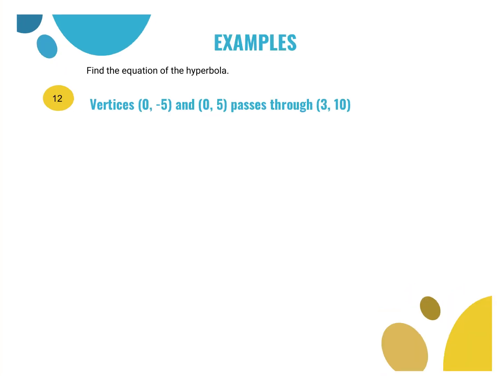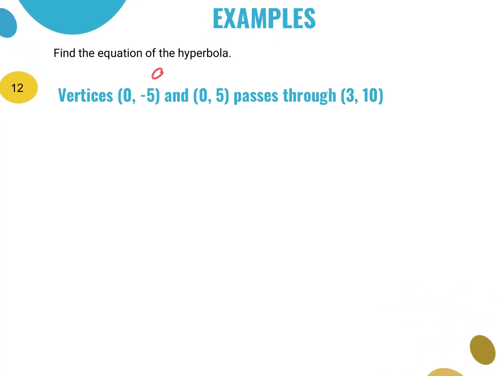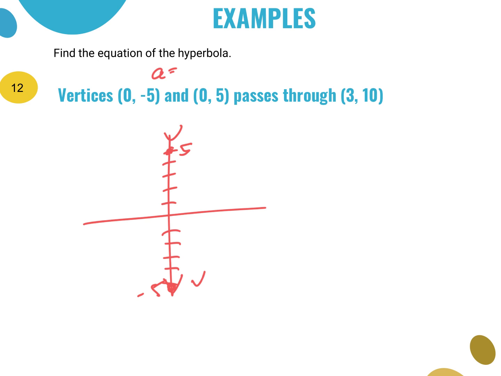All right, let's look at the next one. Vertices. What letter? Okay, I think of A when I see vertices. So, where are my vertices? I love it. They're on the Y. That is perfect. So what do I know about my lovely hyperbola? It's vertical, so I'm going to go ahead and write down the equation. Y squared over A squared minus X squared over B squared equals 1.